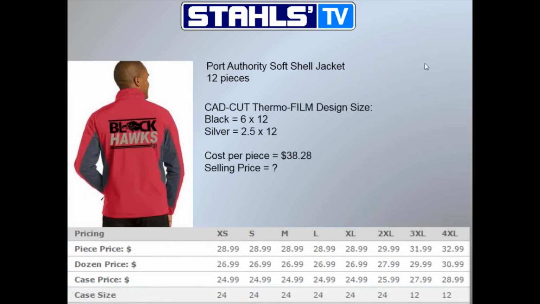All right, so this is a Port Authority soft shell jacket, polyester, 12 pieces. It's a wind-resistant jacket. Just CAD-CUT material. Could be thermofilm, fashion film, whatever you're putting on it. The cost to make this, with the cost of the jacket that you see on the bottom of the slide, is $38.28. That's the material, labor, everything. What would you sell this for? Go.